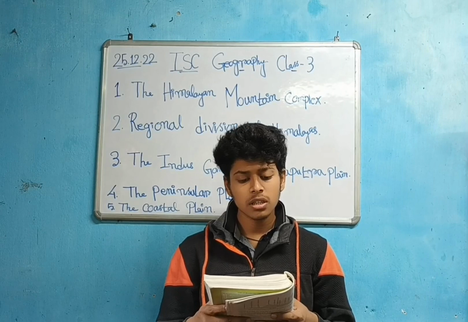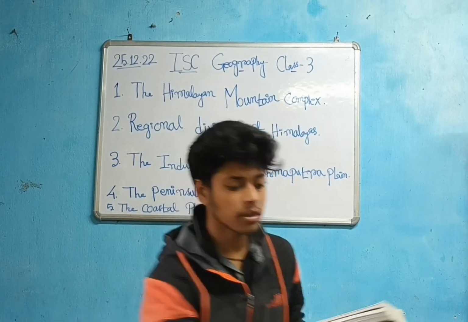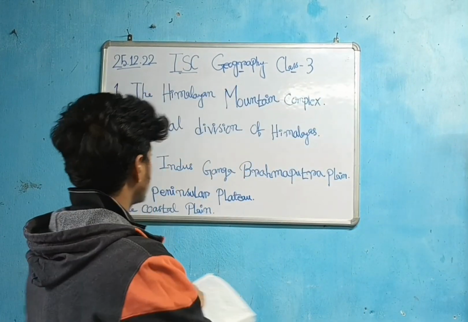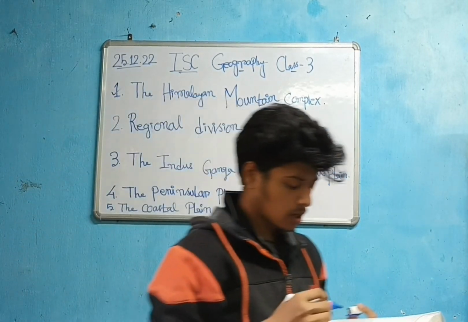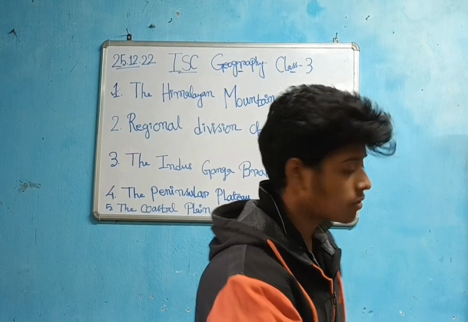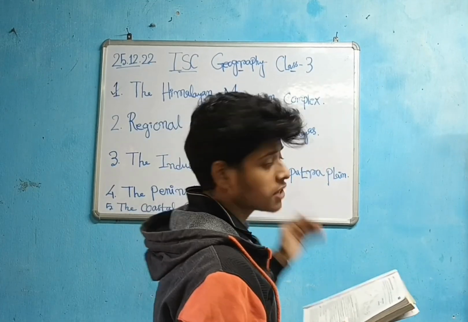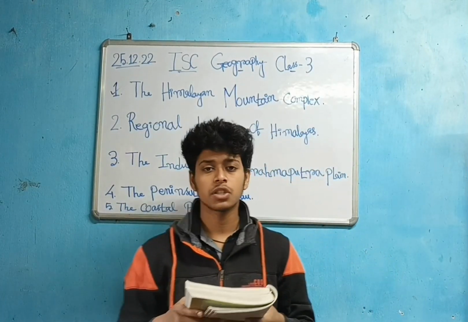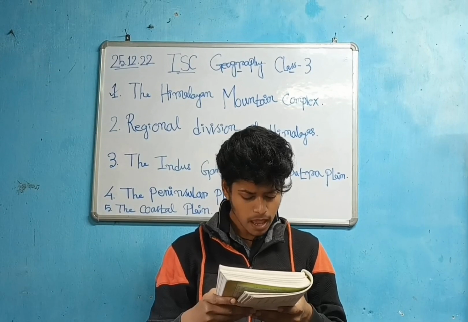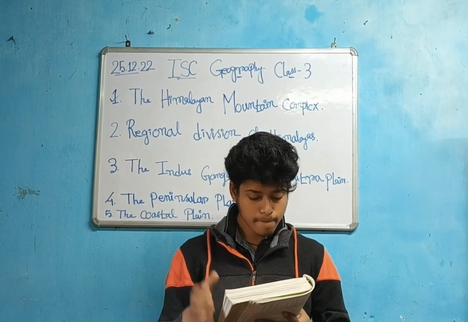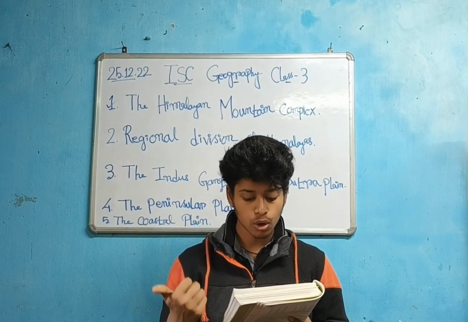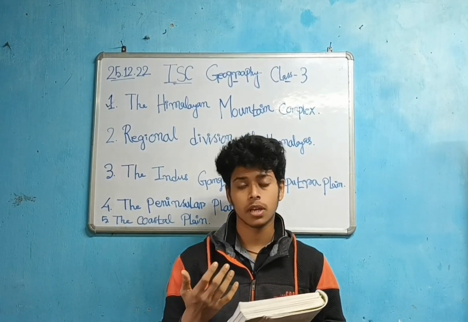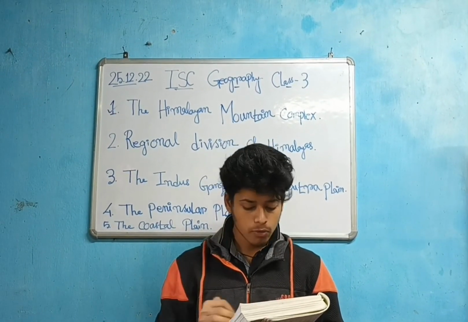So, regional division of the Himalayas. We have done with the first topic of today's class, that is the Himalayan mountain complex. These are the related subparts of the Himalayan mountain complex. Now we are moving to the next part, the regional division of the Himalayas. What has been told in the regional division of the Himalayas: the Kashmir or Punjab Himalayas, the Himachal or Uttarakhand or Kumaon Himalayas, the Nepal Himalayas and the Assam Himalayas. We have to read only these 4 types of Himalayas.